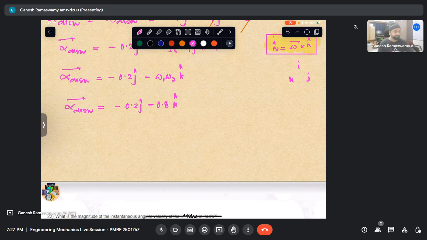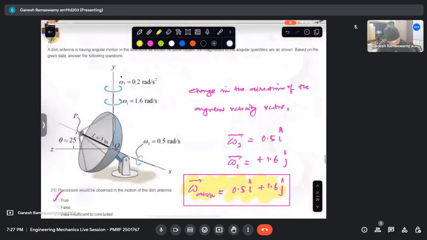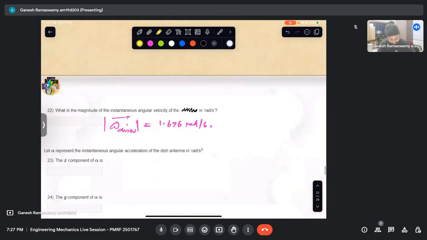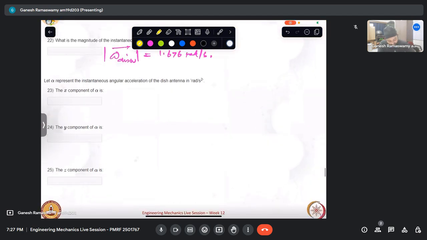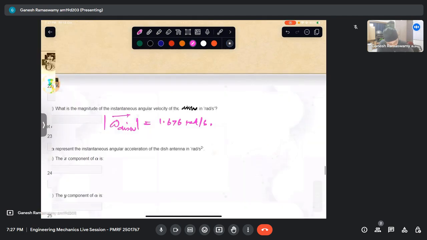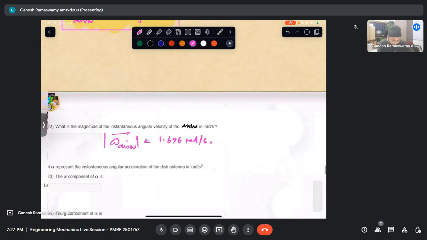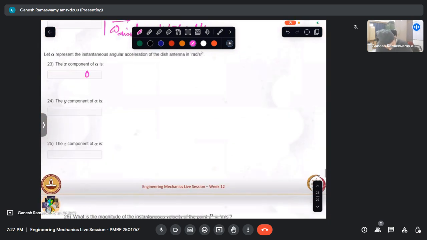Very well. So we have been able to find the angular acceleration vector and angular velocity vector. Then what is the magnitude? This we have found out. What is the angular acceleration vector? So we found this is 0, this is 0.2, and this is minus 0.8. So these quantities we have found out.